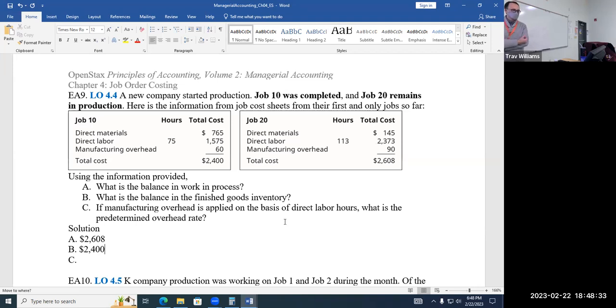How would we do that? Is it dividing direct labor total cost by direct labor hours? That would give us the direct labor rate, like what we pay the workers. So you're close, but what we need is the overhead allocation rate.